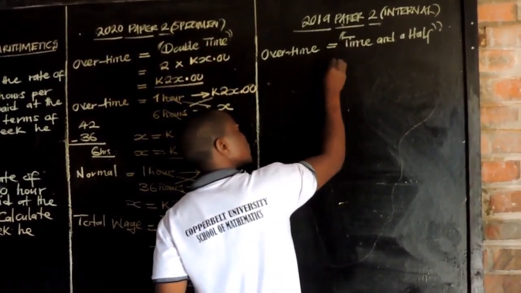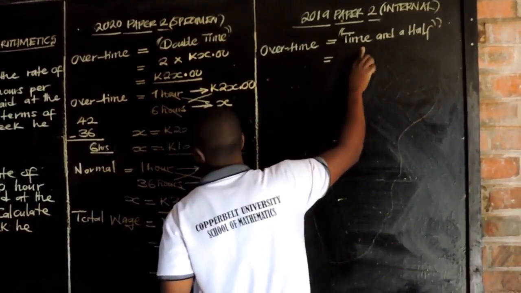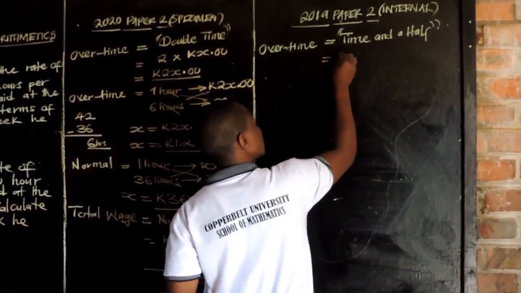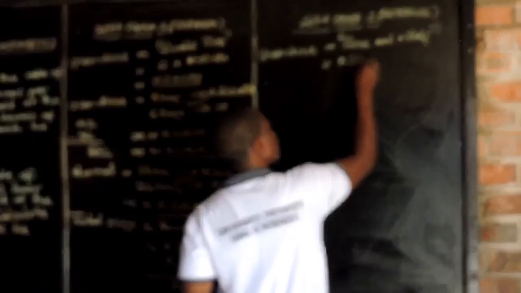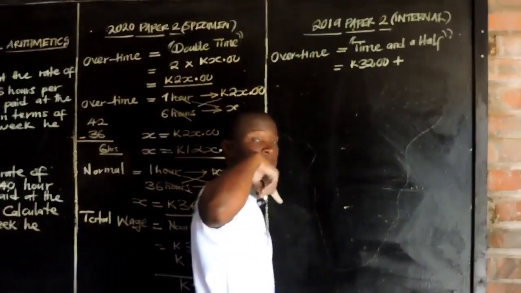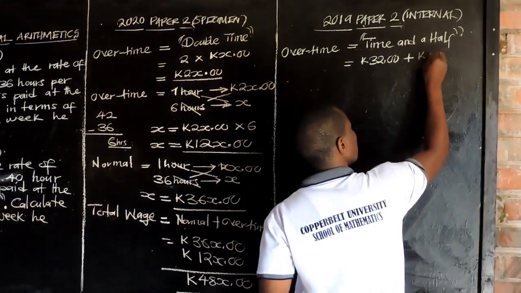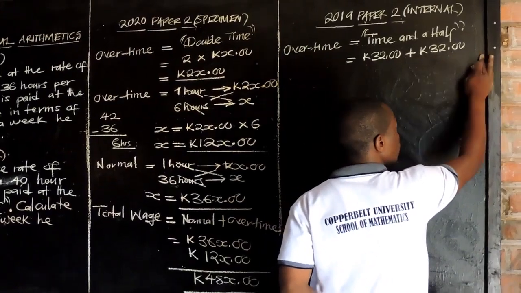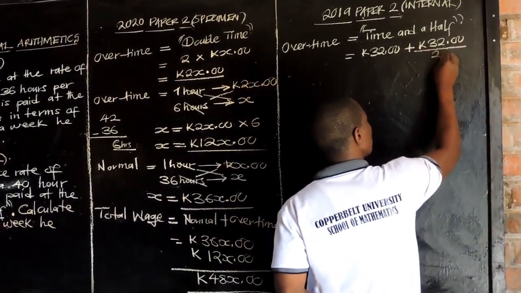So remember, time is money. Where I've got time, you put the amount, the hour. So he was given how much? 32 kwacha plus half of 32. So just say 32 kwacha. For us to find half of 32, just divide by 2. Very good, guys.